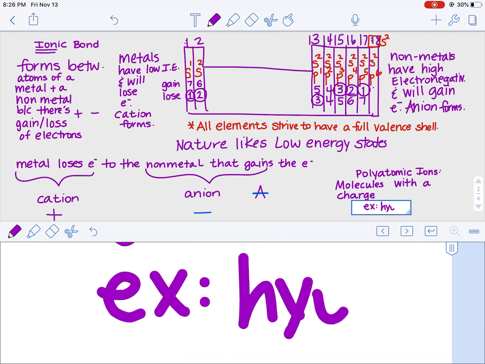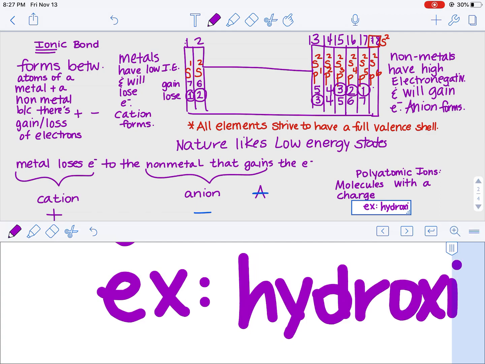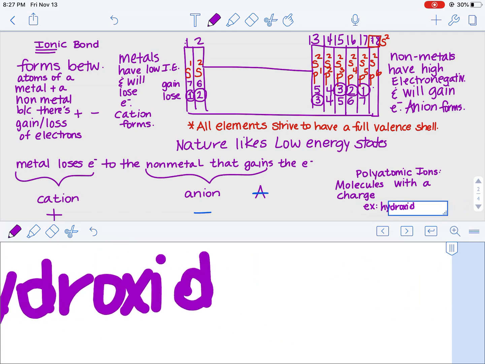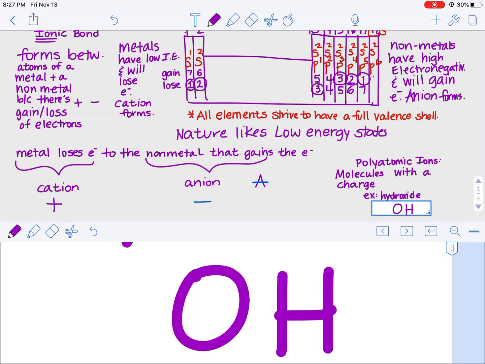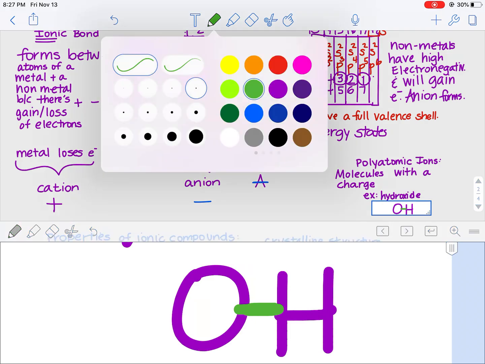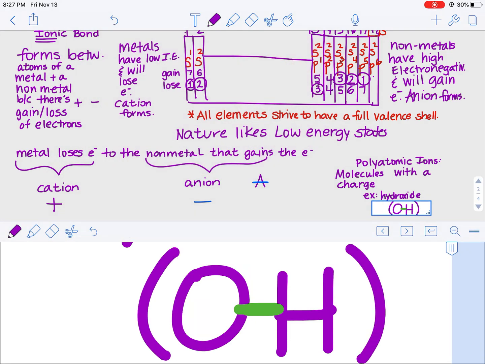For example, hydroxide. That's a polyatomic ion. It's an oxygen atom and a hydrogen atom, both nonmetals. So you know that these are going to be bonded with the sharing of electrons. But all together, the only way that they can share their electrons and have a full shell is if those two atoms collectively gain one electron.